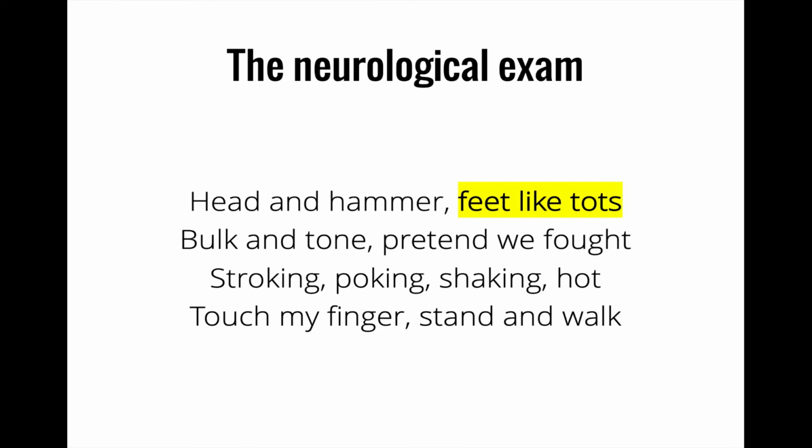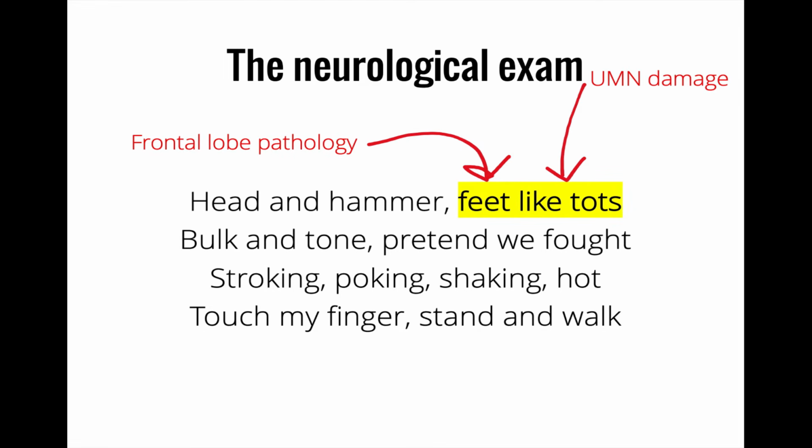For this reason, reappearance of primitive reflexes in an adult is indicative of either frontal lobe pathology or of damaged upper motor neurons that would carry these inhibitory signals down to the body.